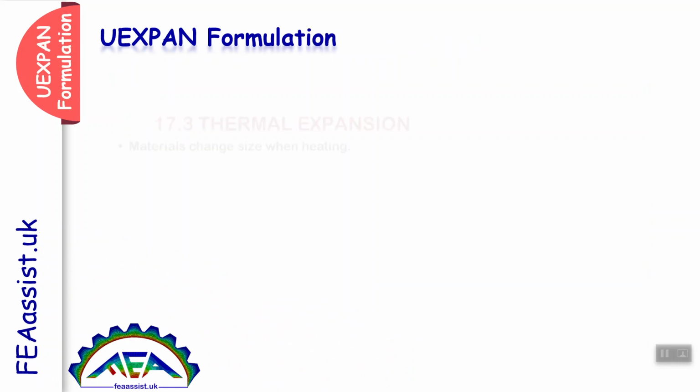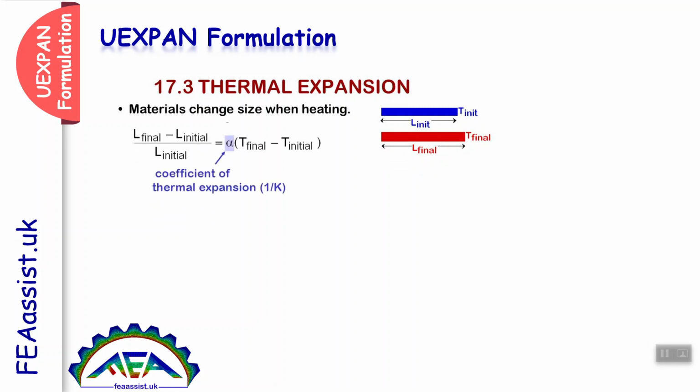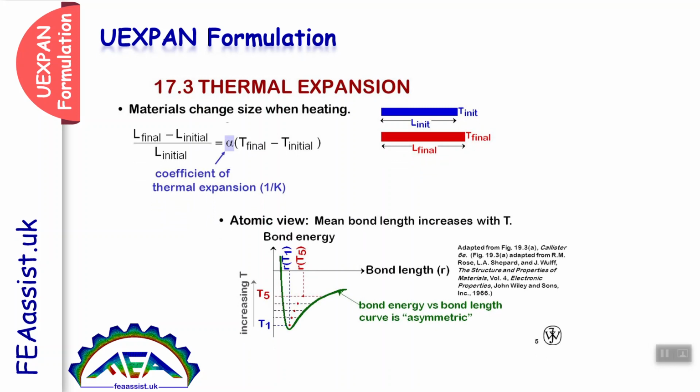U-expand formulation. Materials change size when heating. If you increase the temperature of a sample, the length of the sample will increase. How much? It depends on the coefficient of thermal expansion. Why? If you look at the atomic view, you will find that the distance of atoms increases by heating. This is the reason of thermal expansion.